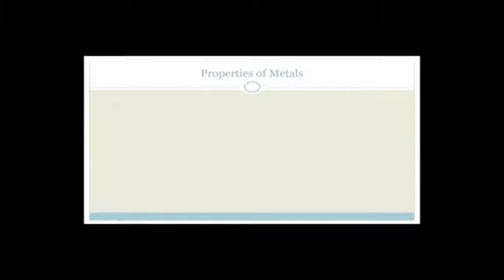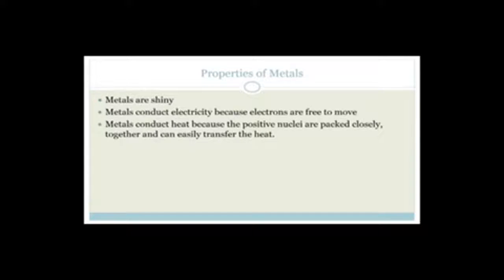Okay, so let's talk about properties of metals. First of all, metals are shiny. They conduct electricity, and we've just explained why. It's because electrons are free to move. They also conduct heat because the positive nuclei are packed closely together and can transfer the heat.